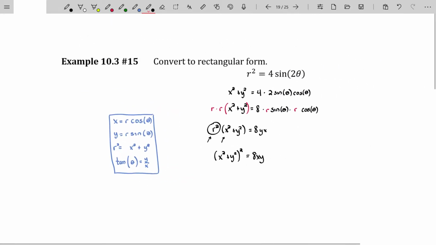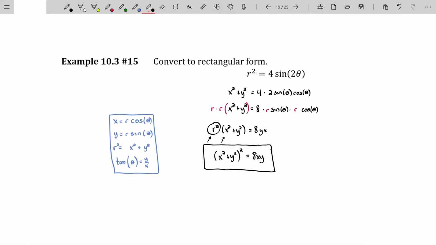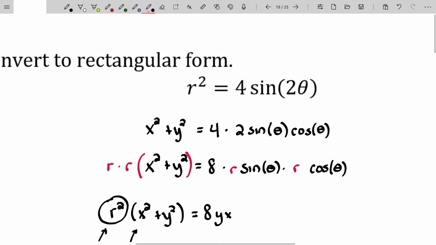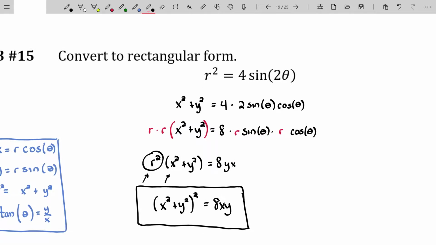That is the rectangular form of this polar equation. Notice the polar equation is a lot simpler. And that is generally the case. Polar equations look cleaner for the most part. Specifically because polars work on this rotational system, they are much cleaner when you're dealing with curves that are rotational like this.